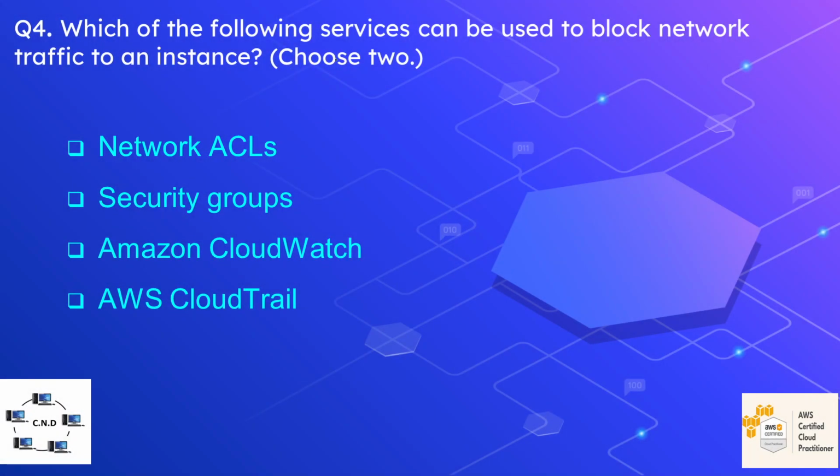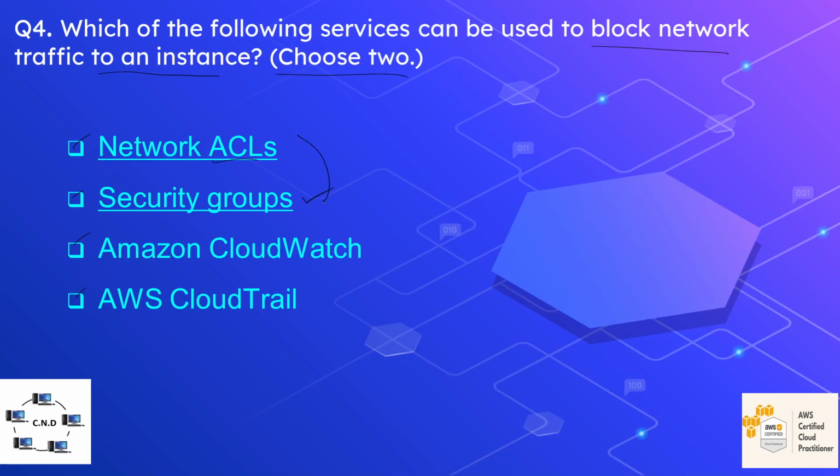Question number 4 is: which of the following services can be used to block network traffic to an instance? We have to choose two options, and the options are A, network ACLs, access control list; option B is security groups; option C is Amazon CloudWatch; and option D is Amazon CloudTrail. The correct options are, first, that we can use the network access control list to block network traffic to an instance, and we can also use the security groups to block traffic to an instance.